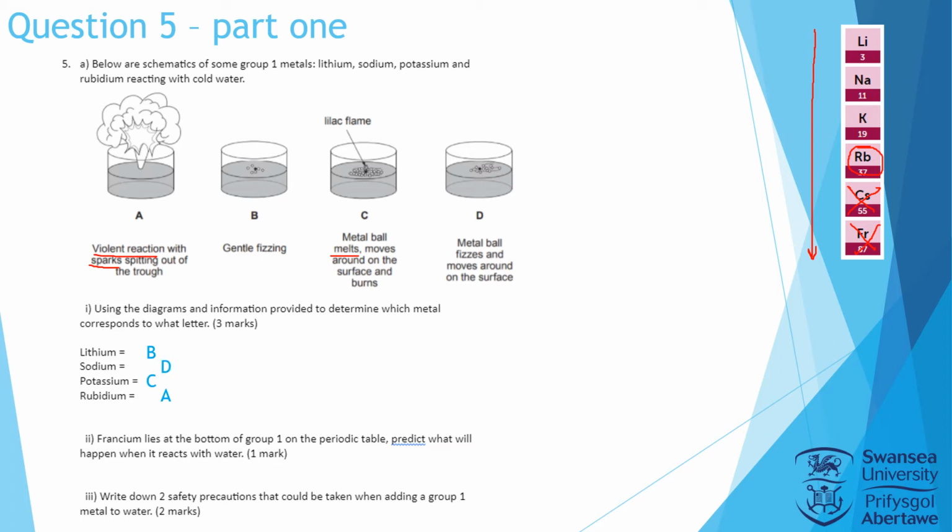And I've already kind of spoiled the answer for this one, but this is a walkthrough video, so hopefully you've already done it. Francium lies at the bottom of group 1, all the way over there. So predict what will happen when it reacts with water. If these are getting more reactive, and we've got explosions when we get to rubidium, if we get to francium, it's going to be crazy. So just an answer like an even more violent reaction or something like that will do.